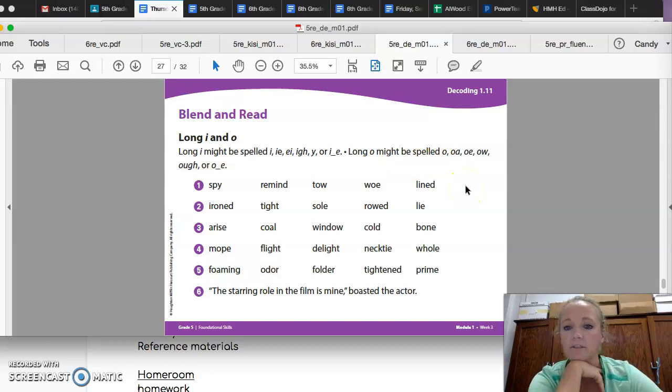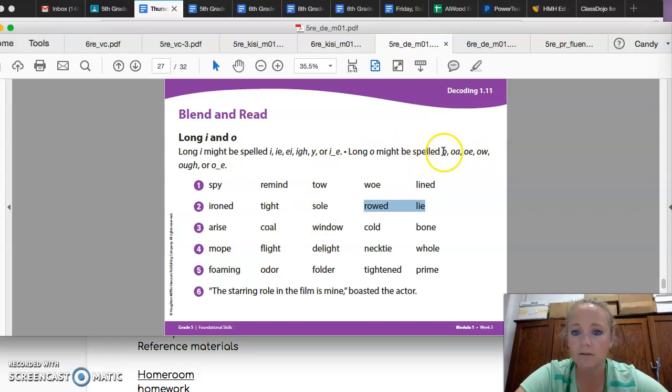And we just talked about the different ways that you can spell long I, including just the letter I by itself, like in remind. IE makes a long I sound like lie. EI makes a long I sound like, do I have an example in this page? I don't think they put in an example on this one. IGH also makes long I. We do have one like tight, IGH. Y also makes a long I, and I consonant E.